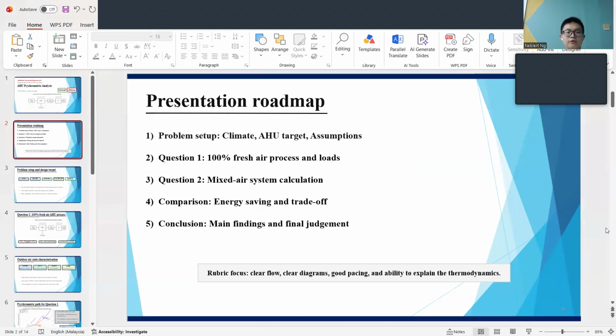For my presentation, I will follow this flow. First, I will explain the problem setup, including the climate condition, AHU target, and assumptions. Second, I will explain Question 1, which is the 100% fresh air system, covering the process, the psychrometric part and room calculation. Third, I will explain Question 2, which is the mixed air system. After that, I will compare both systems in terms of cooling load, reheating load, moisture removal, and trade-off. Finally, I will end with the conclusion and final judgment.